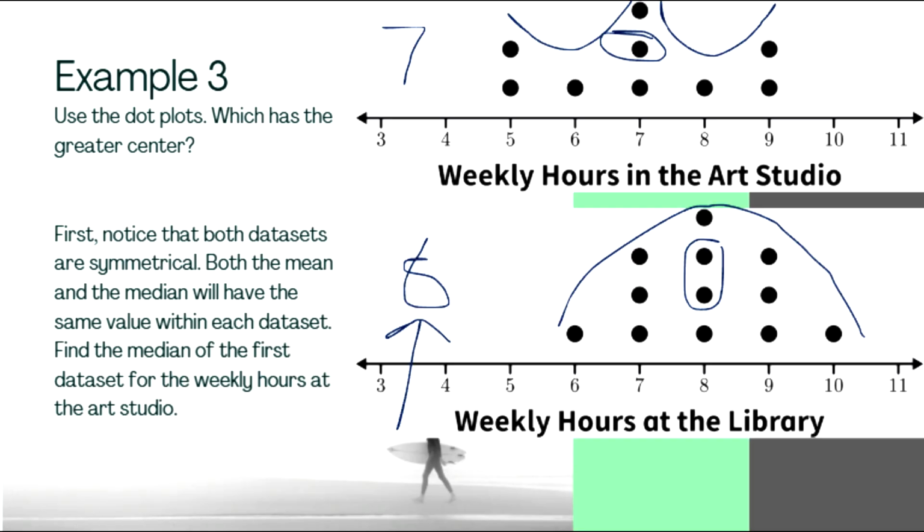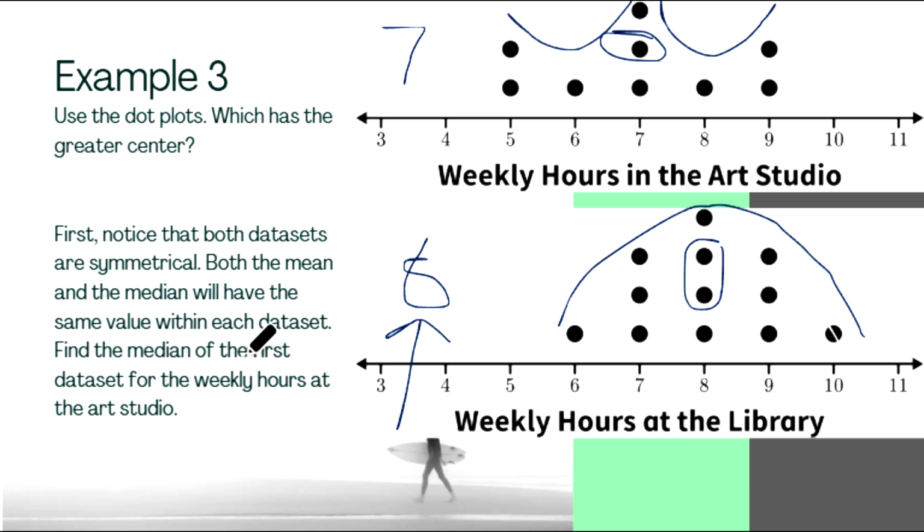Here is example number 3. Use the dot plots, which has the greater center. So first notice that both data sets are symmetrical. Just because all we've seen are these beautiful mountain looking things that are symmetrical doesn't mean this one's not. On the outsides we have 2 points, next we have 1 point, and then we have our fold point. These are still symmetrical. If we fold this in half, it's still going to match, okay? These are both symmetrical, you can tell by looking. Okay, both the mean and the median will have the same value with each data set.